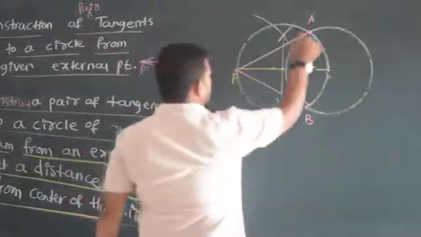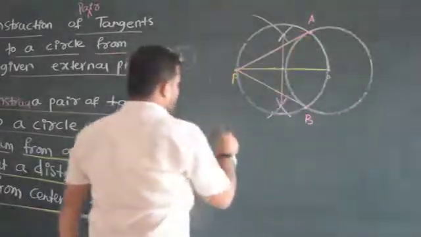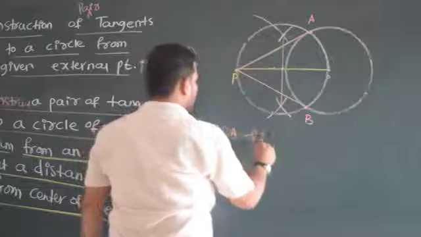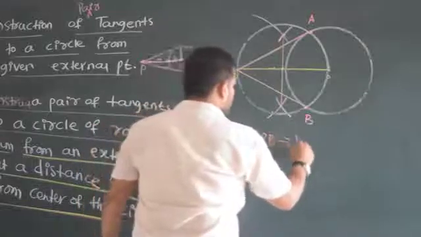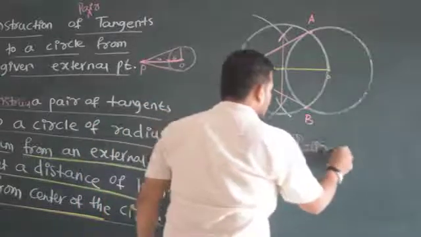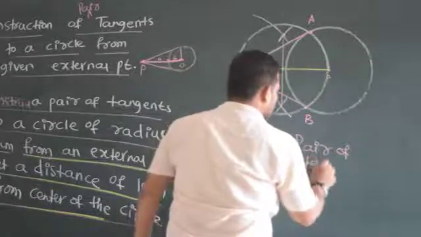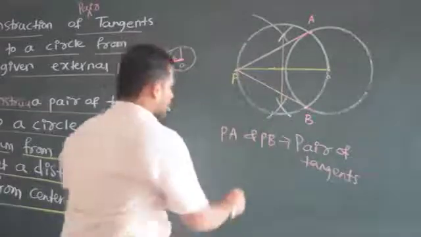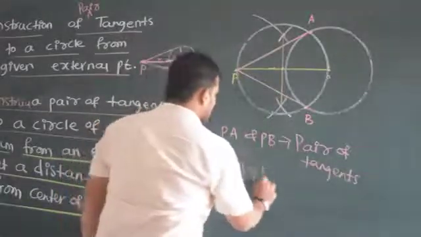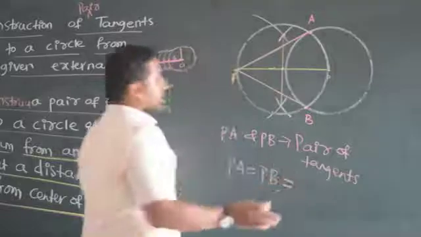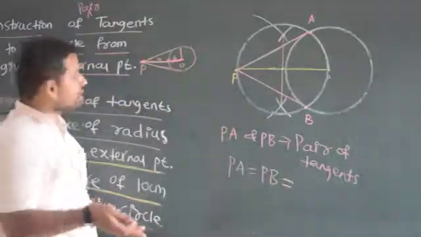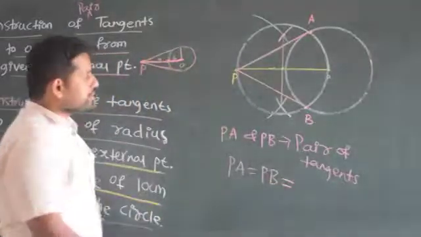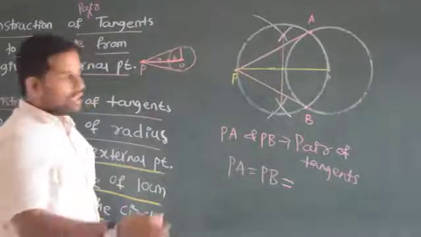So whatever PA and PB you got, those PA and PB are called a pair of tangents. What is the length of those tangents? You can measure them with your scale and write those values. So PA is equal to PB is equal to whatever you get. Mathematically, with the algebraic method also, you can easily do that. Alright, dear children, I hope it is clear.